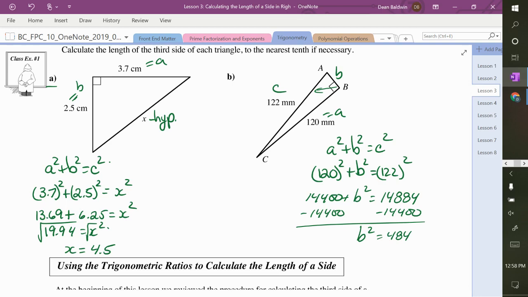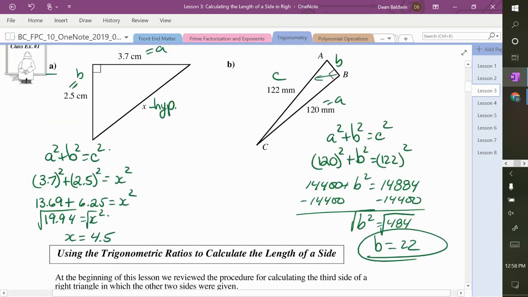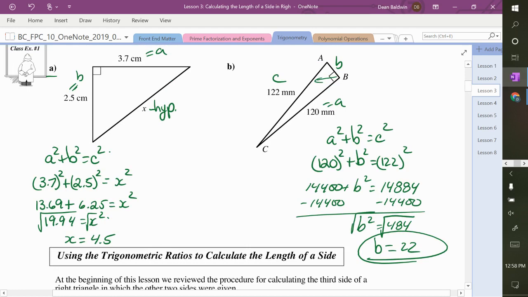So now I've got B squared is equal to 484. How do I get B? You hit the square root button. Oh, nice, easy number. 22? Is that okay? So, if you have two sides, you can use Pythagorean theorem.